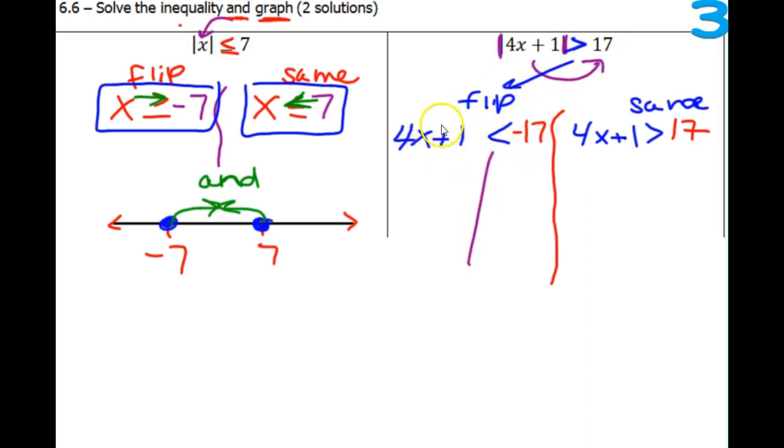So, here, get rid of your addition and subtraction first, like always. Subtract 1. I have 4x is less than. Now I have a negative 17 and a negative 1, same sign. Add and keep. So that gives us a negative 18 total. And then the last opposite of multiply by 4 is divide by 4.